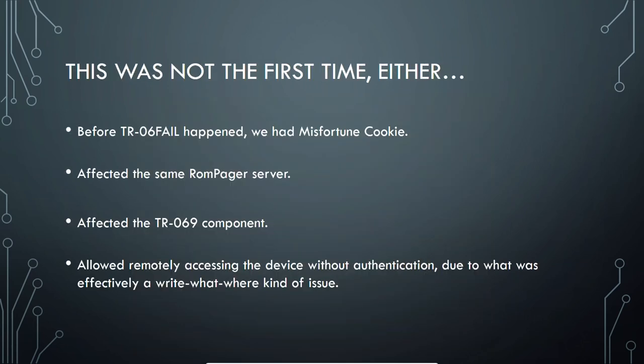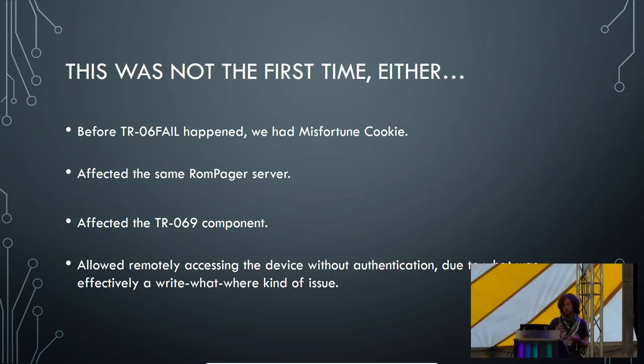So it wasn't the first time that this piece of software in particular had some issues. Before the TR-06FAIL bug, which completely toasted the internet for loads of people, we had Misfortune Cookie, which was disclosed at 31C3 by Shahar, and that affected the same RomPager server. However, it affected the TR-069 component, and it was this wonderful bug. It was effectively what I'd consider the simplest form of write-what-where, because, as you'll see in a minute, you could overwrite configuration variables on the device remotely by memory address and value, as key-value pairs in the cookies.